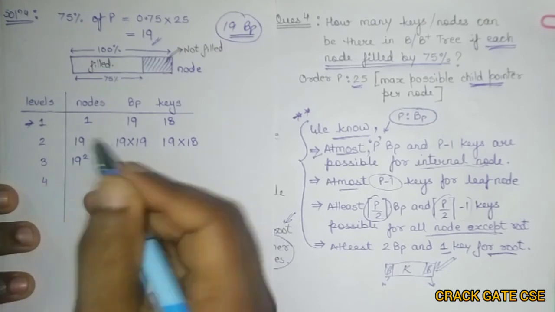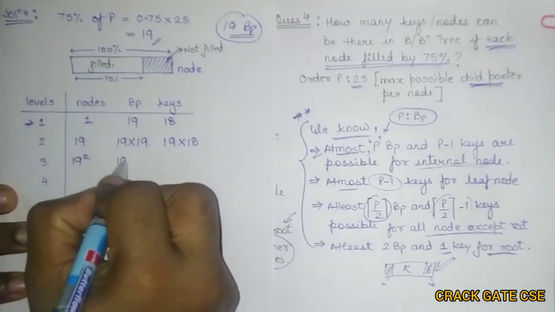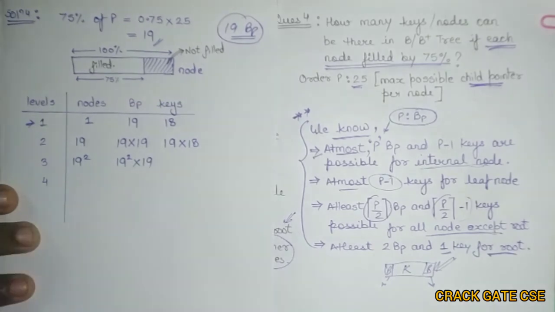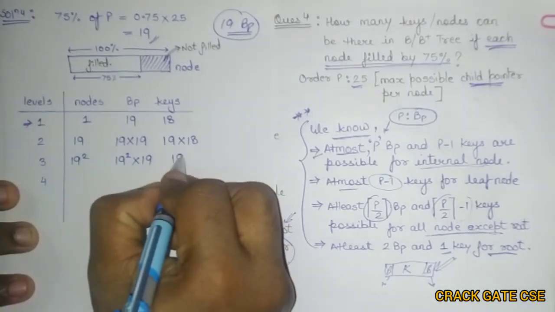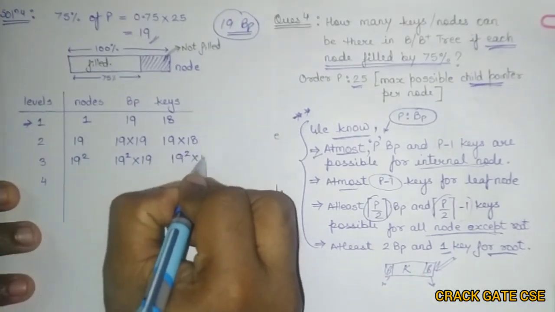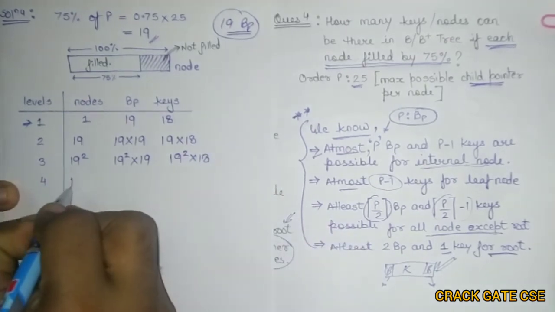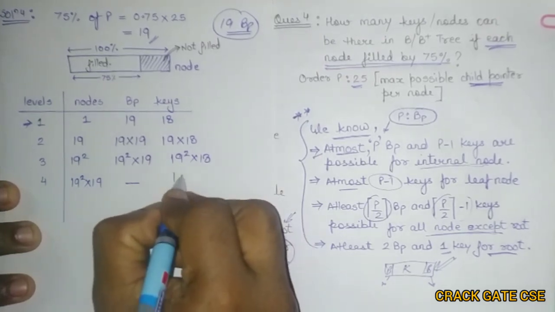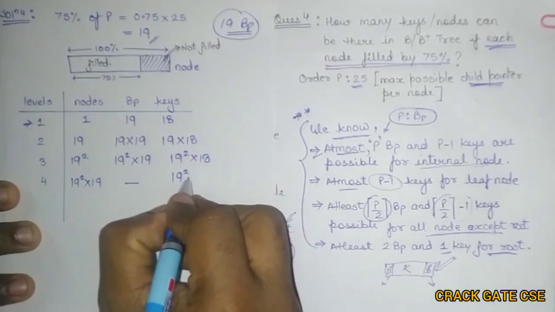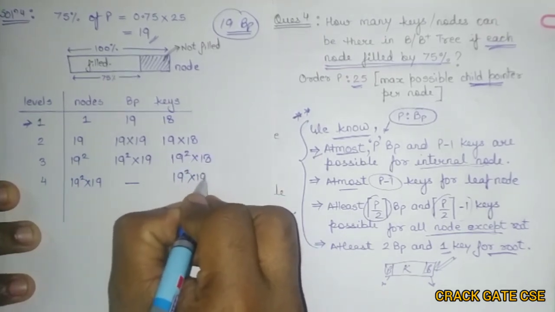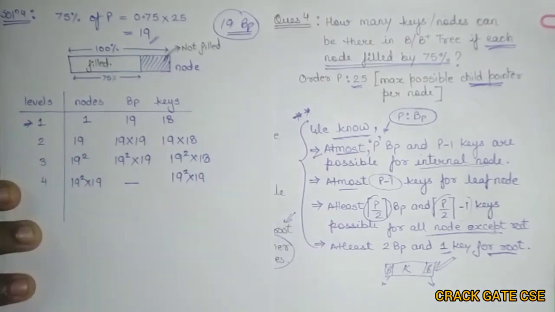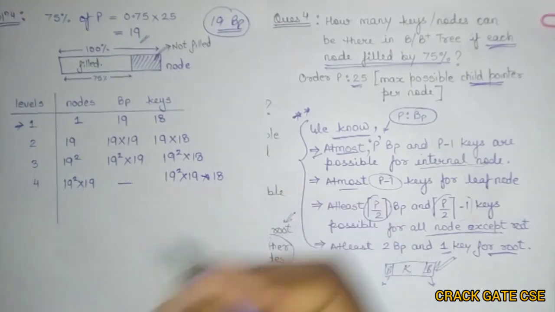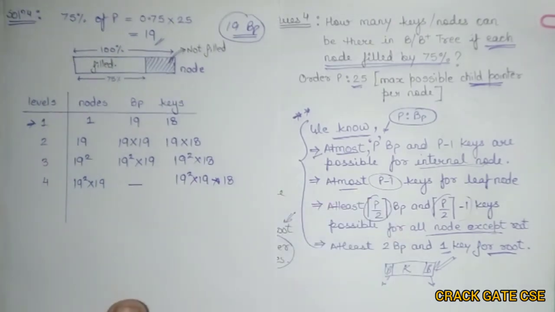And how many block pointers can be there? 19 square nodes are there, and each node can have 19 block pointers. Similarly, how many keys can be there? 19 square into 18. For the fourth level, there will be 19 square into 19 nodes. No need to calculate this. 19 square into 19 nodes are there. That means 19 cube nodes are there into 18, because each node can have 18 keys.